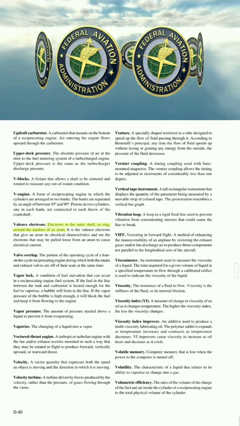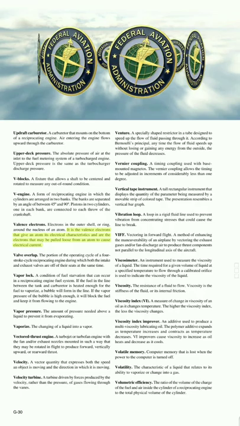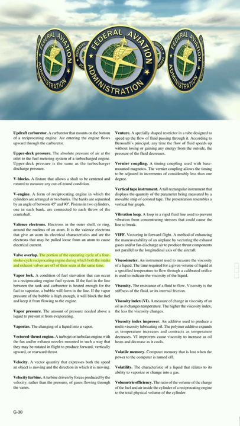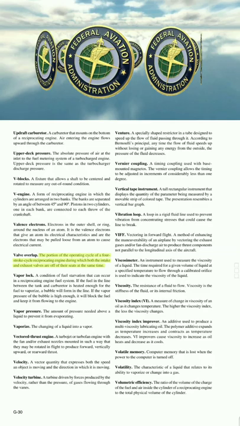Valence electrons. Electrons in the outer shell, or ring, around the nucleus of an atom. It is the valence electrons that give an atom its electrical characteristics, and are the electrons that may be pulled loose from an atom to cause electrical current. Valve overlap. The portion of the operating cycle of a four-stroke cycle reciprocating engine during which both the intake and exhaust valves are off of their seats at the same time.